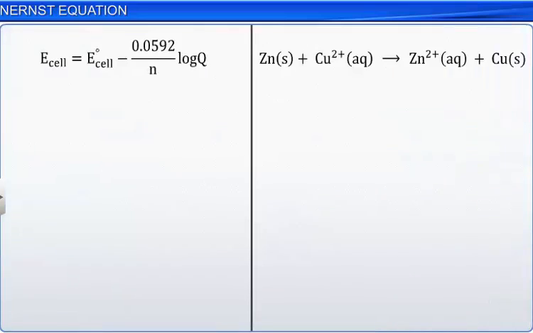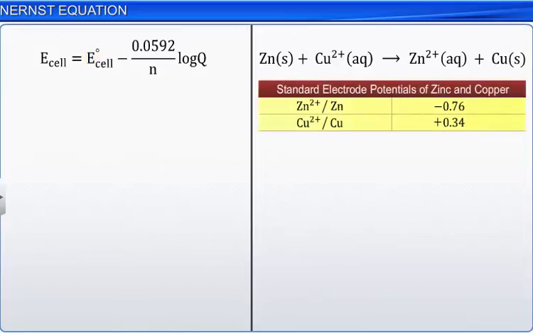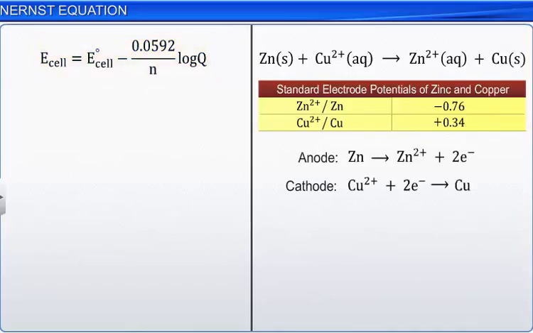Here's a strategy for solving the problem. First, you need to find E naught cell at standard conditions using our table of standard electrode potentials. Then, use the Nernst equation. From the half reactions, we see that 2 electrons are transferred in the overall reaction. Therefore, n equals 2.